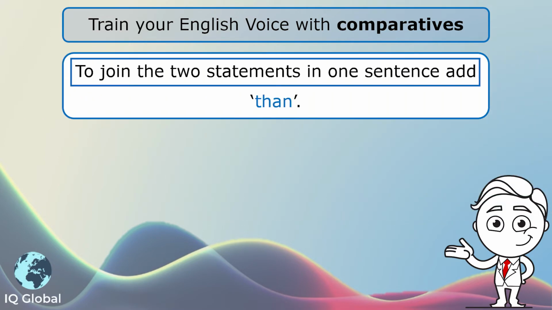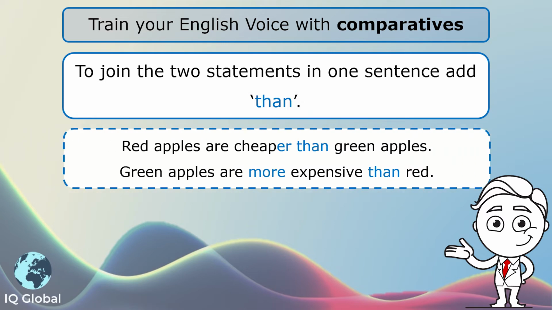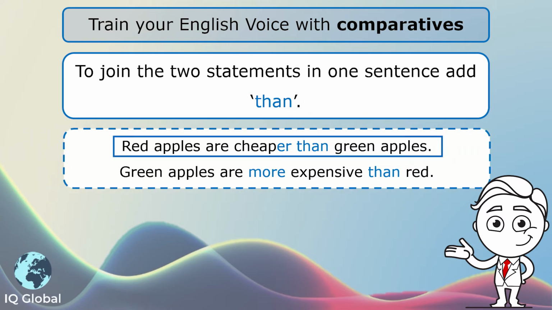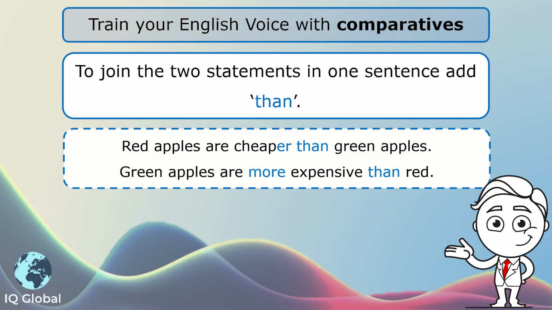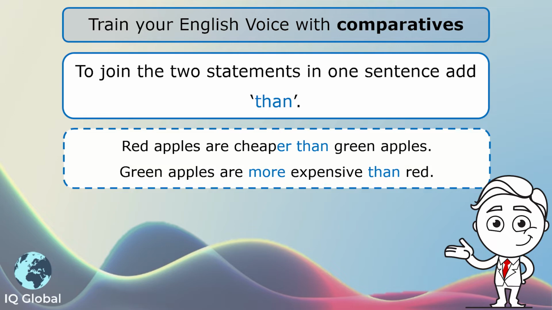To join the two statements in one sentence, add than. So let's have a look. Red apples are cheaper than green apples. Now we are joining those two statements with the word than. Sentence 2, green apples are more expensive than red. So now we are joining two statements into one sentence using the word than.